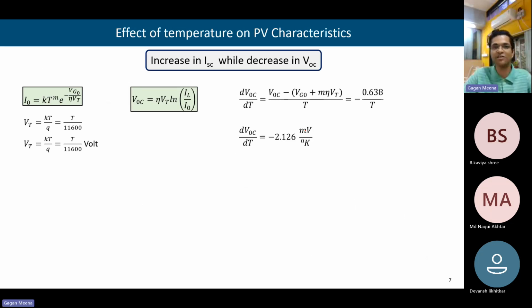So similarly, we can also check this for temperature. What happens? How does this open circuit voltage change with temperature? If we calculate this, we have this expression for VOC, and if we differentiate it, we'll get this expression. And it has a negative temperature coefficient. So if the temperature increases, the VOC will reduce. The same thing we also saw in the graph.